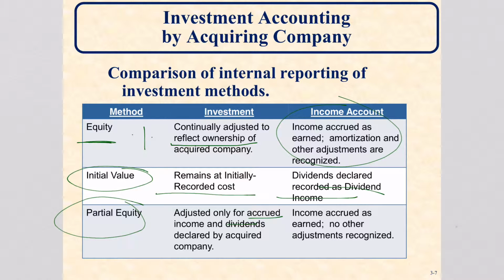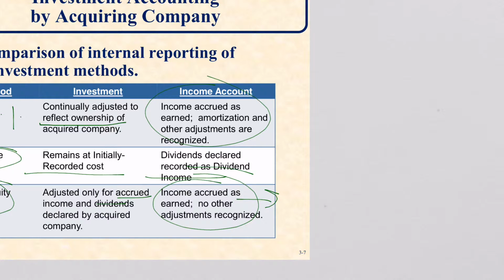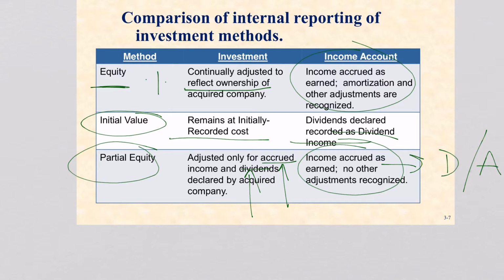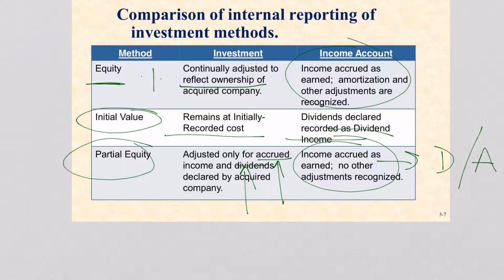We don't do the other adjustments that we learned about in the equity method, and those adjustments, just so I know you know what they are, but you could say them. It's the depreciation, it's the amortization, it's the recognition of moving from book value to fair value based on what was paid at the time. So partial equity is just the accrual of the income and recording the dividends as a reduction of the investment account. Those are the main differences in those two from the equity method. Or rather, that's the main difference in the partial equity method.